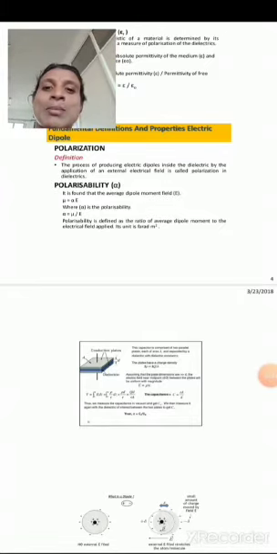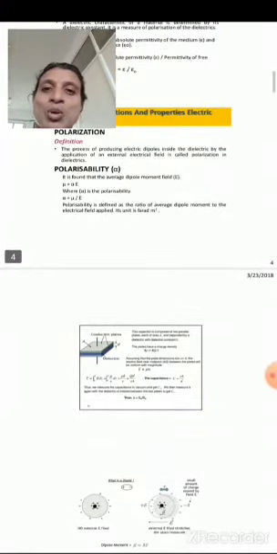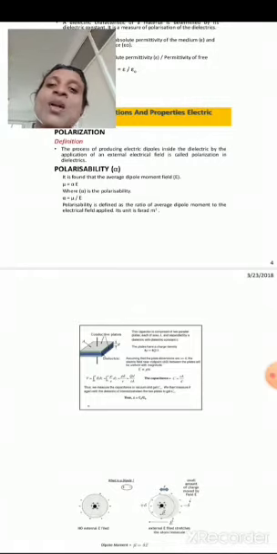Polarizability is the ability of a material to get polarized. The symbol for polarizability is alpha. We can get dipoles only by placing the material in an electric field, so the dipole moment depends upon the electric field. By rearranging that, we get alpha is equal to mu by E.